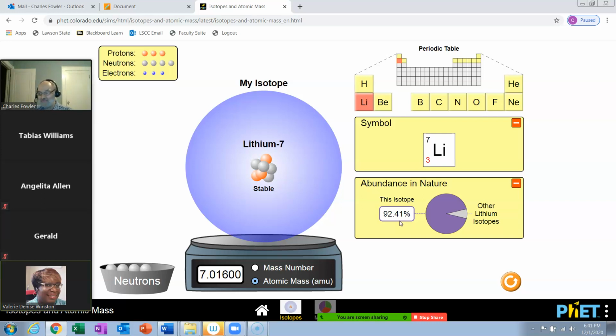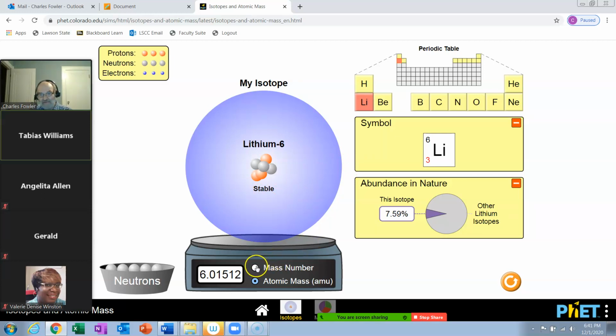Now, notice the next one on your list. You've actually lost a neutron. It goes down to lithium 6. And that is how many protons? 3. How many neutrons? 3. How many electrons? 3. Excellent. Is it stable? Yes, it is.